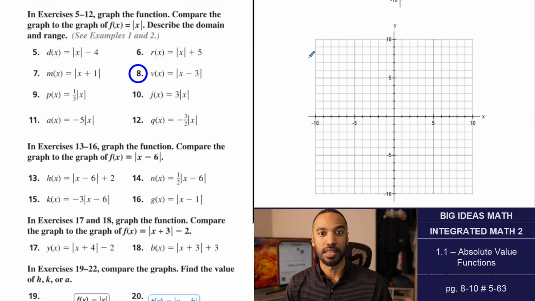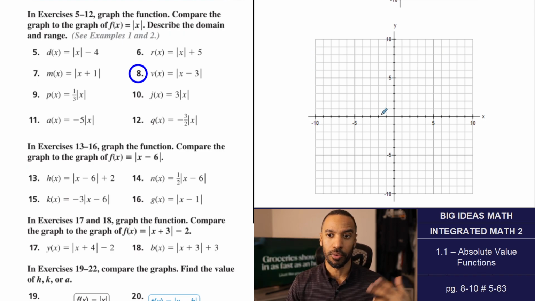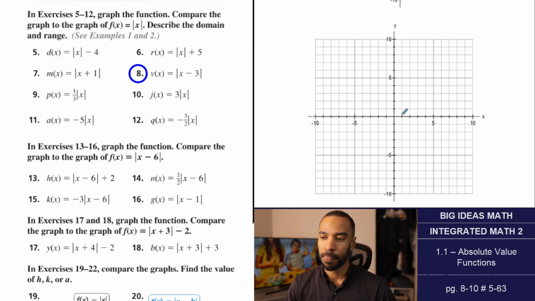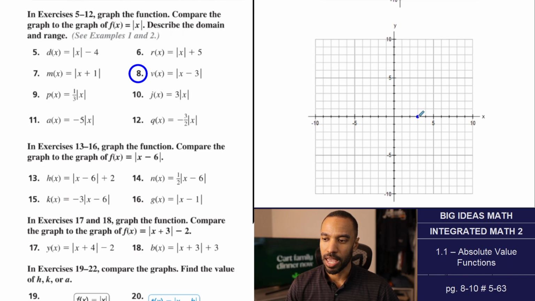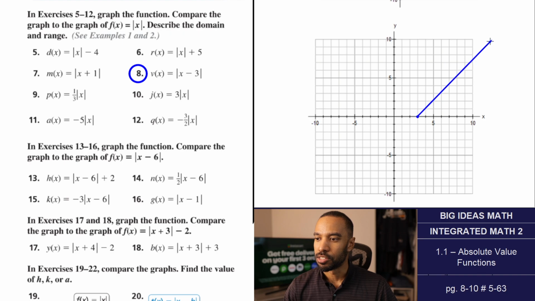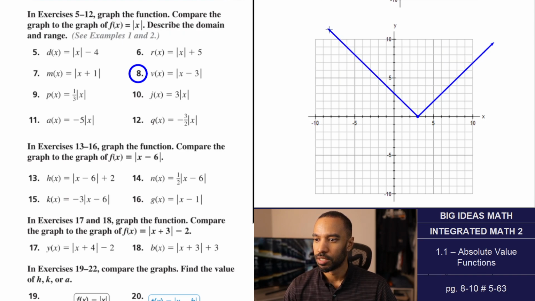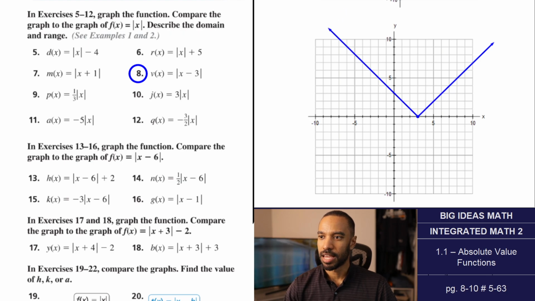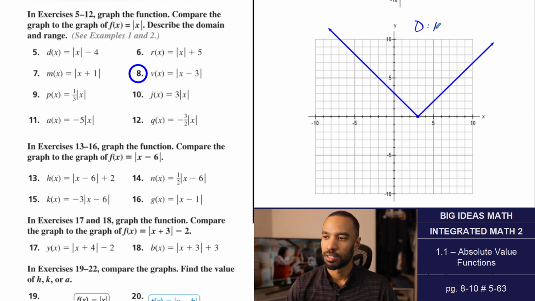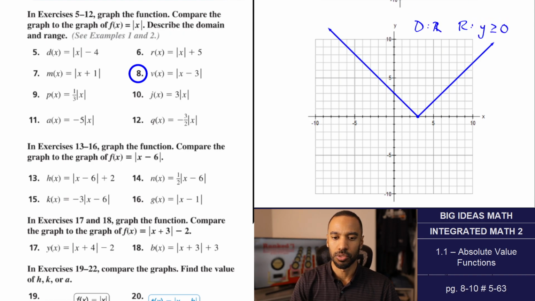Absolute value of x minus 3. This time the h is positive 3, so we are going to shift this guy 3 units to the right. So 1, 2, 3, like so. The a is 1, the h is 0. Excuse me, the k is 0. And so no vertical translation, no vertical stretch, compression, reflection. So the graph's going to go like that. Domain, all real numbers. Range, y is greater than or equal to 0.